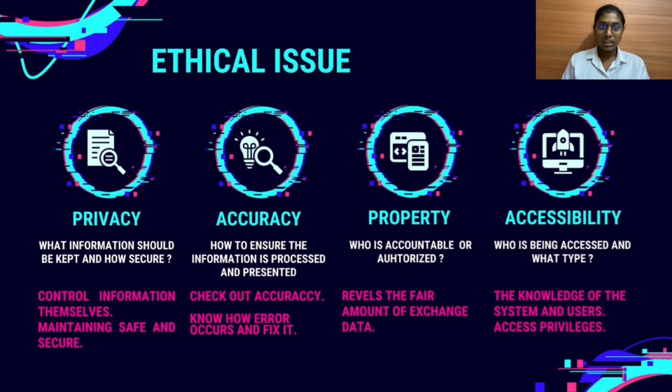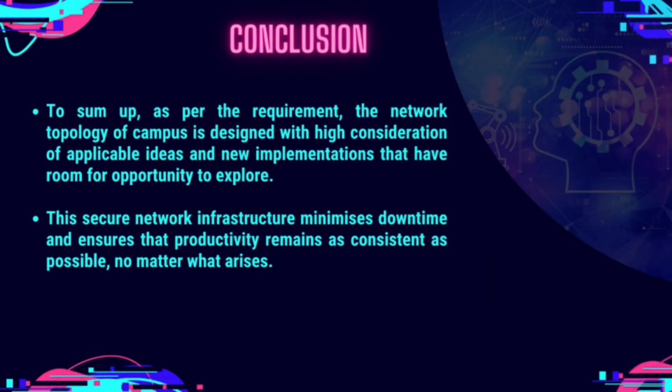Third is property. Who is held accountable for the changes made in the database, whether authorized or not, falls under property issue. Property resembles assets of the database system developers. The information admin has to reveal should be a fair price of data exchange. Lastly, accessibility issue. Who is going to access this and what type of access is being allowed? Accessibility concerns the knowledge of the system and users. The issue includes access privilege, which contains long-term self-interest and principles.